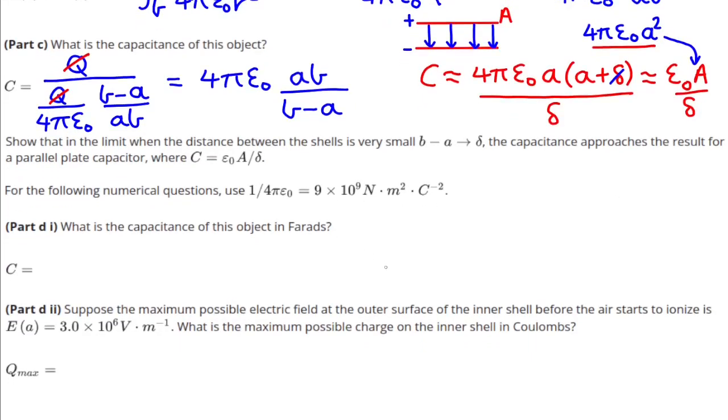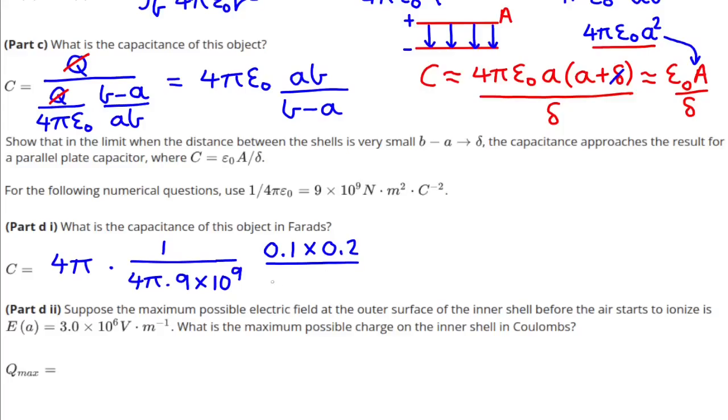What is the capacitance of this object in farads? And we'll use the following equation for the numerical questions. So the capacitance is 4 pi by epsilon naught. So epsilon naught is 1 over 4 pi by Coulomb's constant, which is 9 by 10 to the 9, and multiplied by the radius of the inner shell, which was given as 0.1 meter, by the radius of the outer shell being 0.2 meters, over B minus A. So that gives a capacitance of 2.22 by 10 to the minus 11 farads.